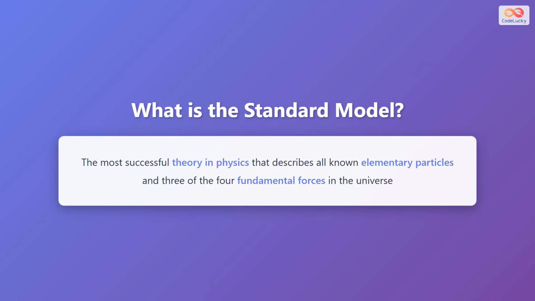The Standard Model is the most successful theory in physics that we have developed to date. It describes all known elementary particles and explains three of the four fundamental forces in the universe. These forces are electromagnetism, which governs light and electricity, the strong nuclear force, which holds atomic nuclei together, and the weak nuclear force, which is responsible for certain types of radioactive decay. The only force not included in the Standard Model is gravity.